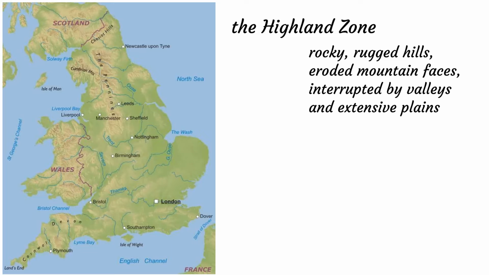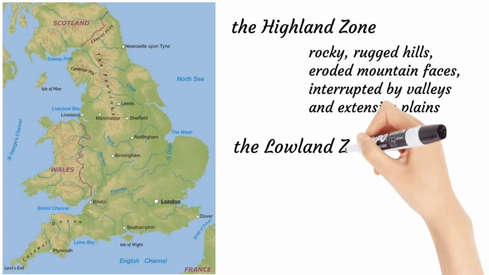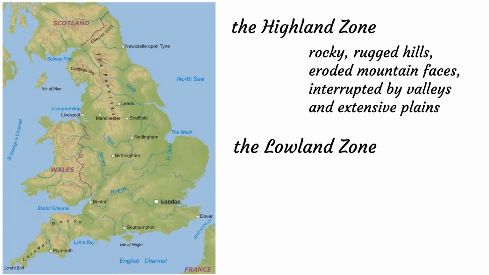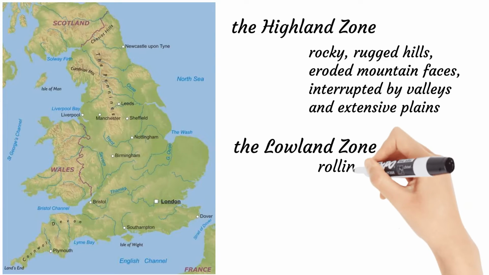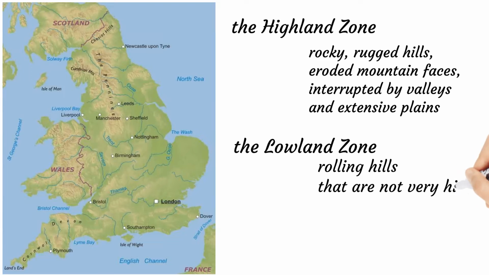And second, the Lowland Zone. This zone experiences less rain and more sunshine than the high-lying regions. The soil is more fertile, yielding far better crops. The landscape boasts rolling hills that are not very high, making for the ideal place to live and farm.